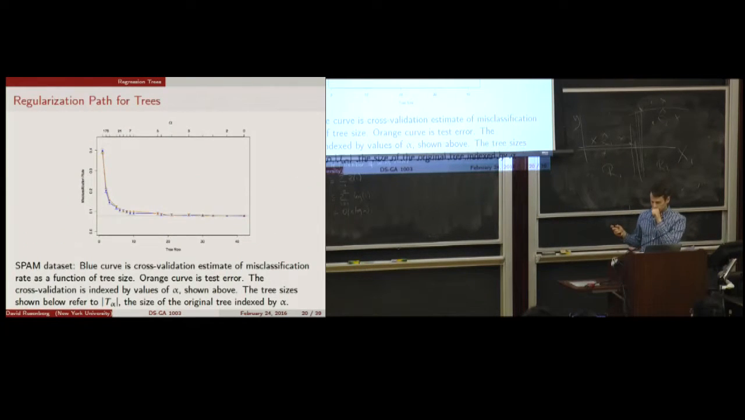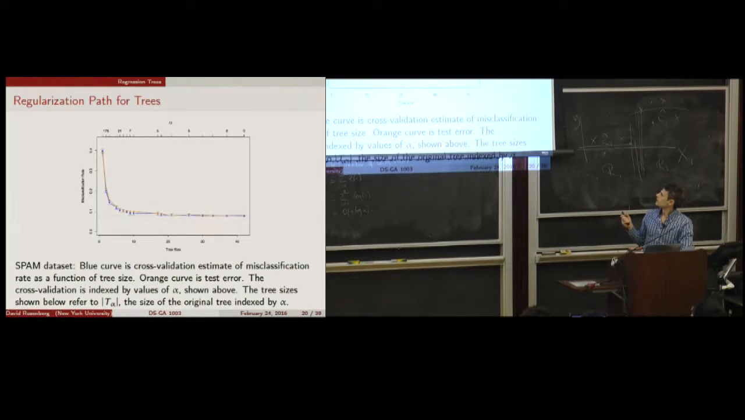So here's just a little plot, a regularization type curve we've seen before. On the x-axis, we actually have two labels: alpha, that penalty regularization term, and the tree size that we end up with for a particular alpha. And on the y-axis, roughly speaking, we have the misclassification rate. In this case, as the tree gets bigger, the misclassification rate gets smaller.